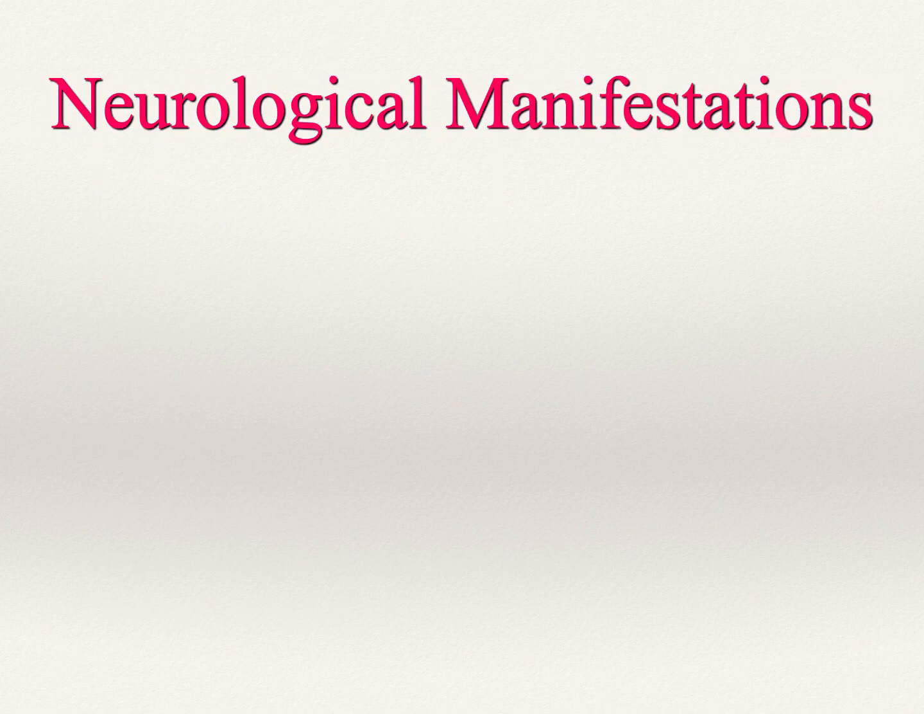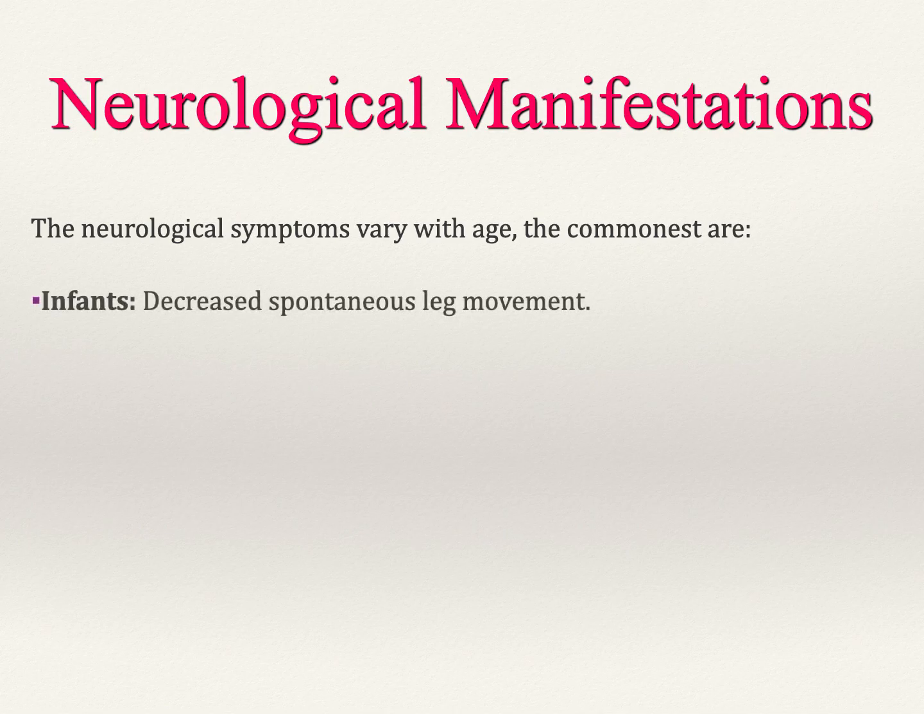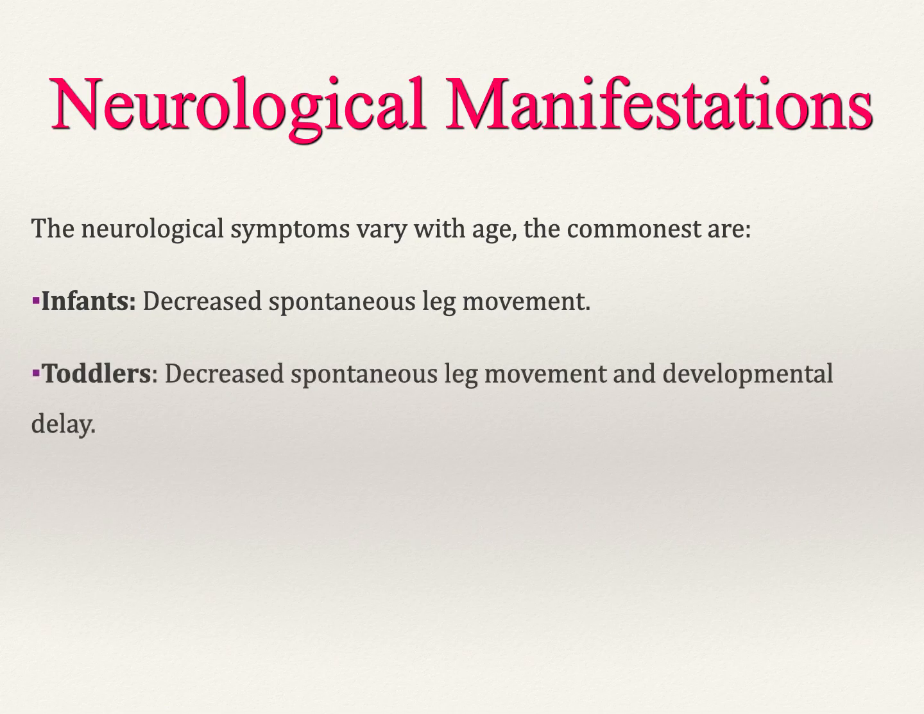Neurological manifestations: again, the problem with the neurological manifestations is that they are variable and they depend on the age of the patient at the time of presentation. In infants, they usually don't move their legs as much, so there is decreased spontaneous leg movement. In toddlers, they have decreased spontaneous leg movement and developmental delay.